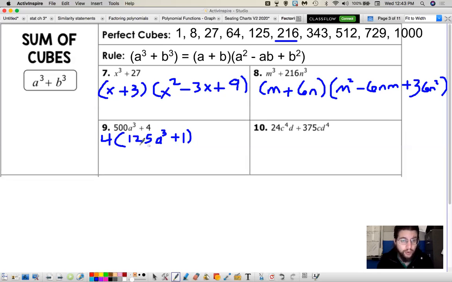Let's check. Oh, that's a cube, that's a cube, and that's a cube. Not done. It's a difference of cubes, or sorry, this is the sum of cubes. Yeah, it's a plus sign right there. Pay attention. So we can factor that again.